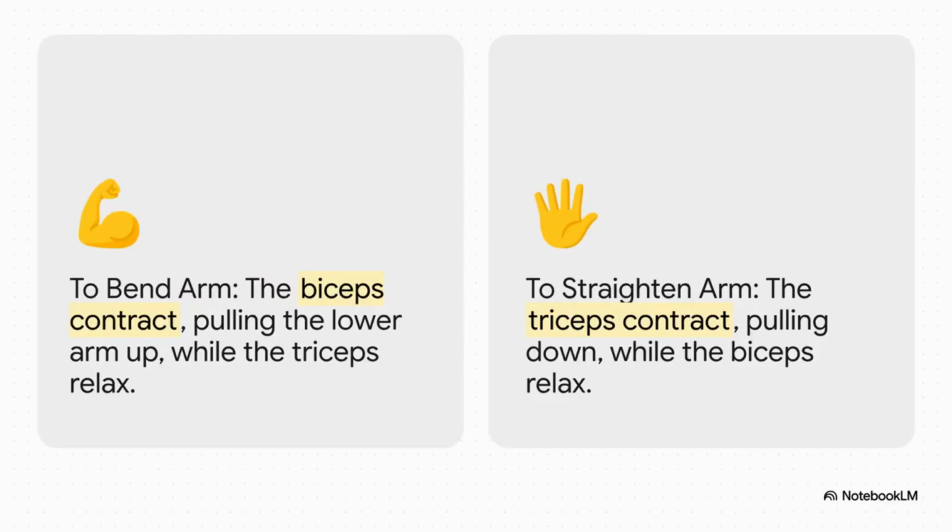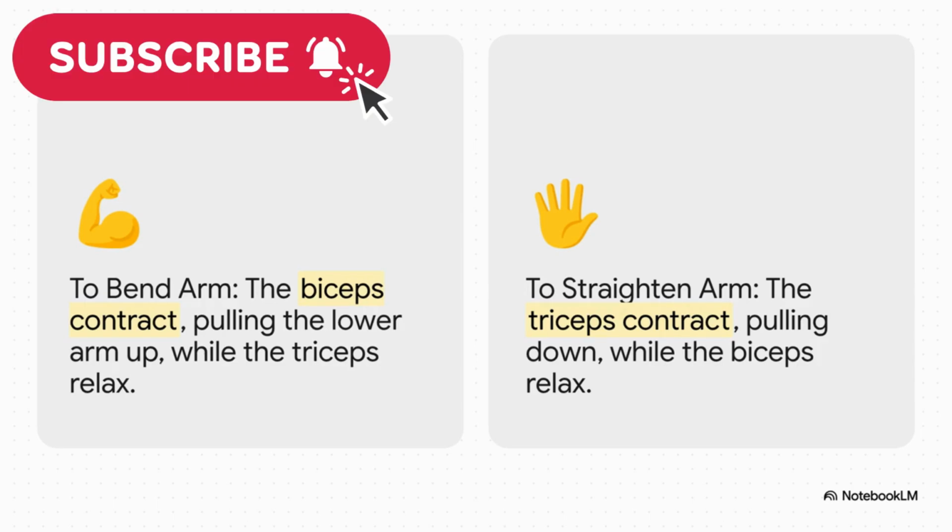To bend your arm, your biceps contract, pulling your lower arm up. But at the exact same time, the triceps have to relax and lengthen to even allow that to happen. And to straighten the arm, the roles just reverse. The triceps contract, pulling the arm down, while the biceps relax. Simple as that. And there you have it.